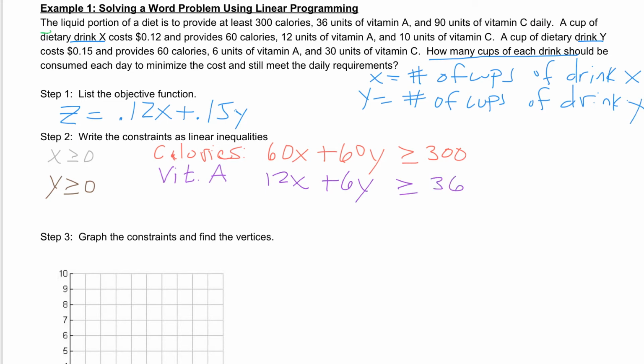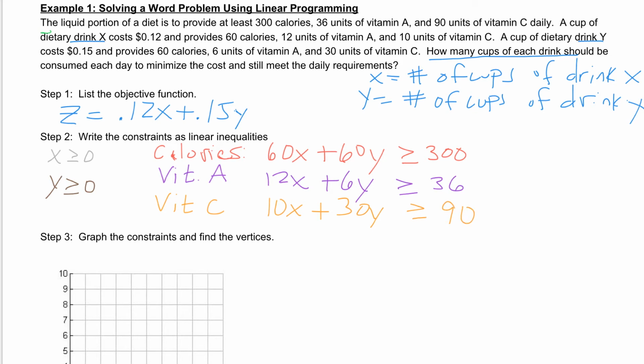And then the other thing we're talking about here is vitamin C. So vitamin C, we need 90 units of vitamin C altogether, or at least 90 units. And then drink X has 10 units of vitamin C, and drink Y has 30 units of vitamin C. So our inequality would be 10X plus 30Y is greater than or equal to 90.